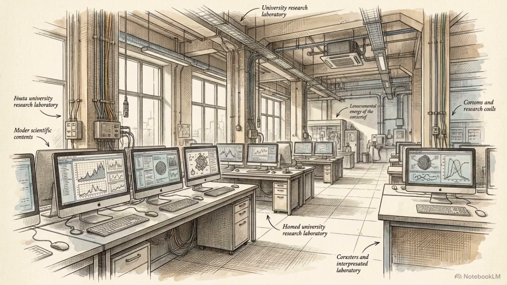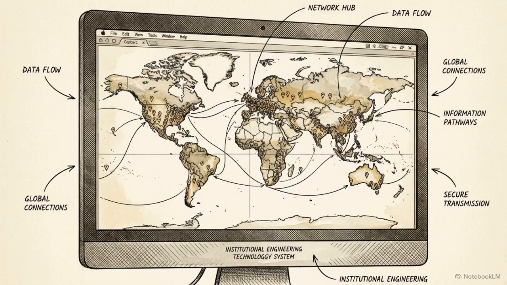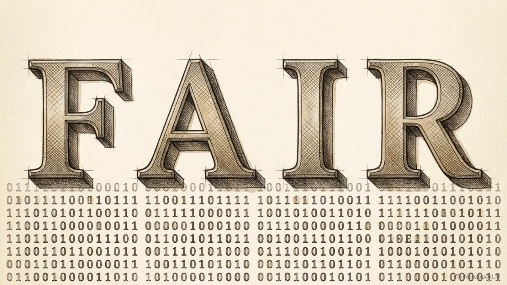For over a decade, Western academia has pushed the open science movement. The goal is simple: maximize transparency by treating research data as a shared public good. Institutions rely on the FAIR principles to ensure every dataset is findable, accessible, interoperable, and reusable.